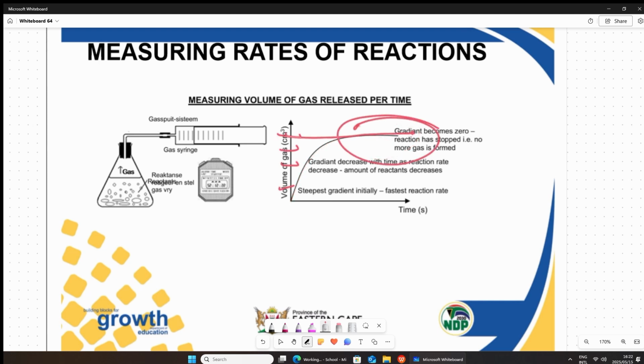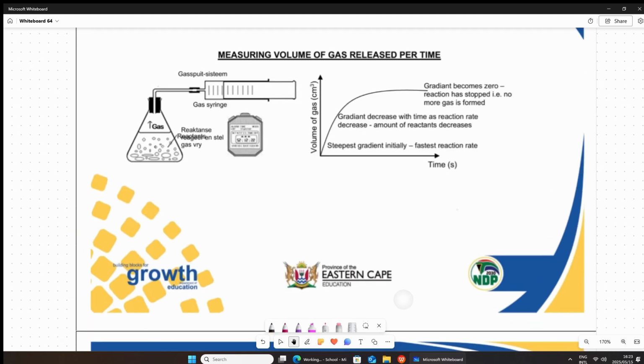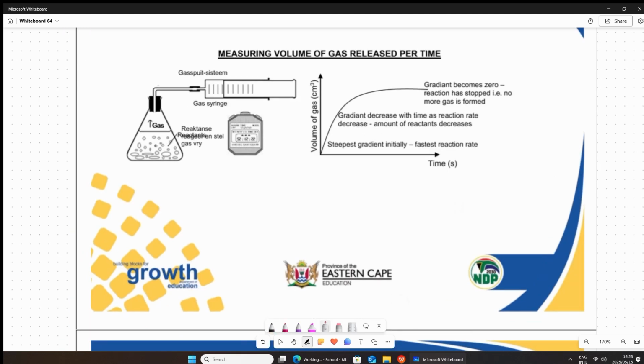And as you know from your mathematics, for this graph of volume of gas versus time, the gradient at this point is equal to 0. And we said that the rate of the reaction is the change in concentration over the time. Therefore, what is the relationship between the rate of the reaction and time? It is actually that as the reaction takes place, the rate of reaction decreases over time.